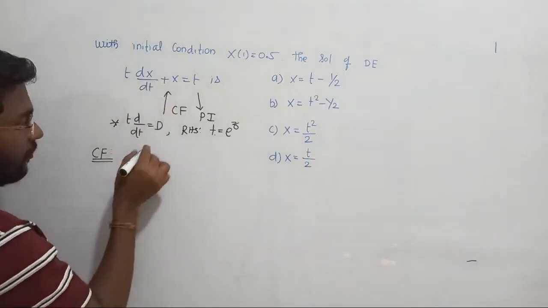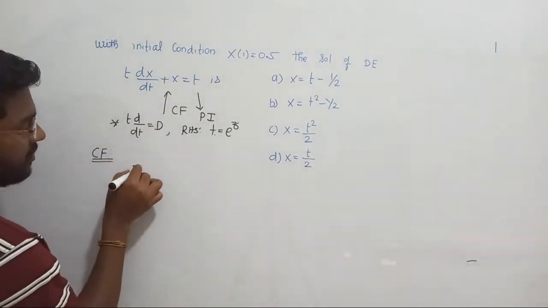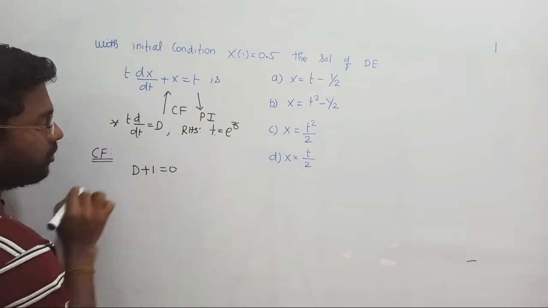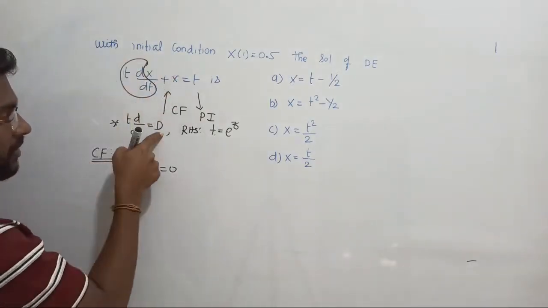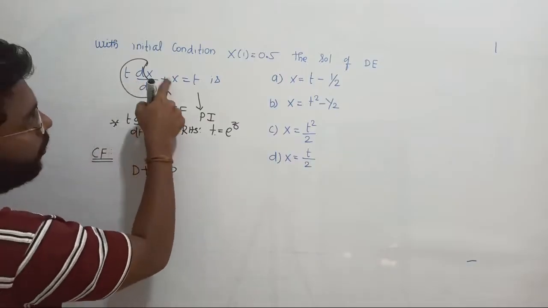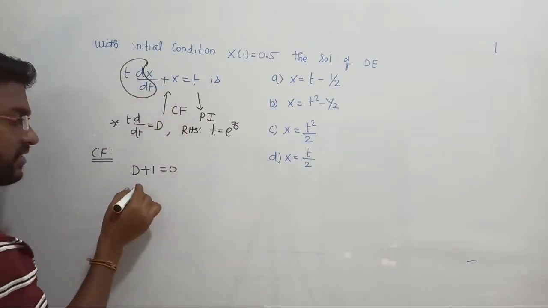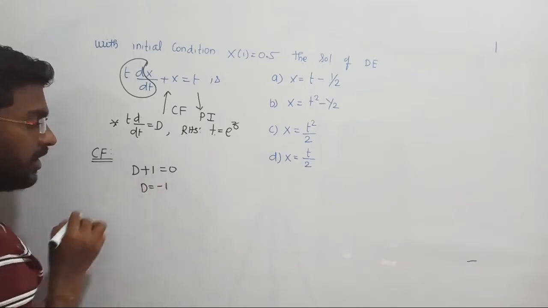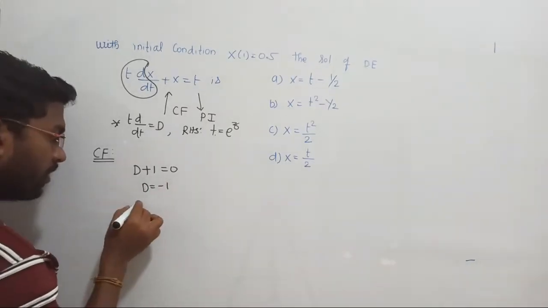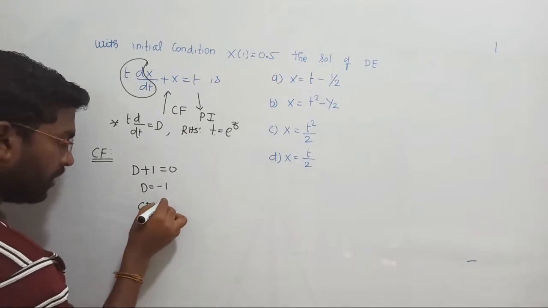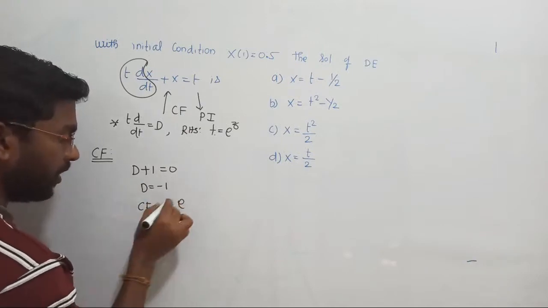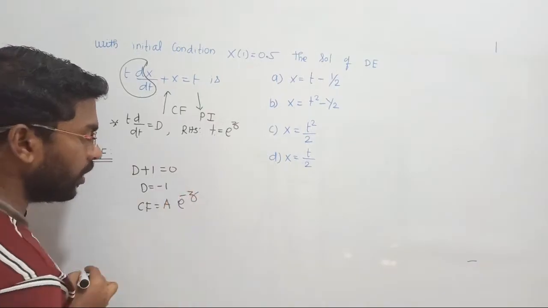So in the LHS, what differential equation do I get? That is, the characteristic equation is D plus 1 equal to 0. Do you all agree with me? This t into d by dt can be replaced by D. So D plus 1 into x, such that this is the characteristic equation, D is equal to minus 1, and we can say the complementary function can be written as a dot e power minus z. Do you all agree with me?